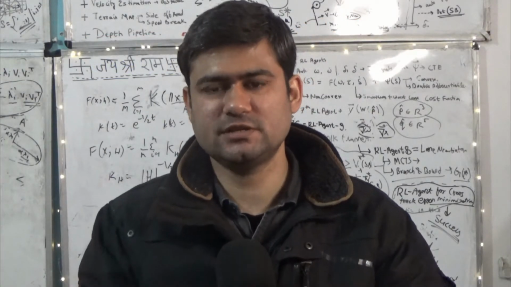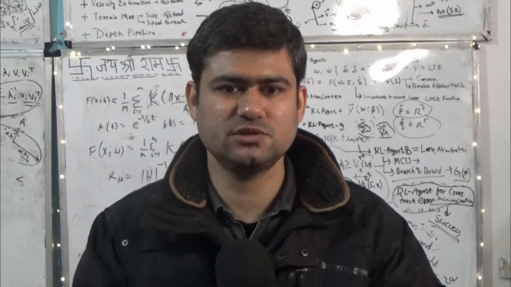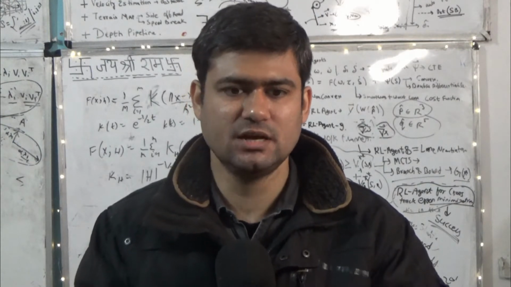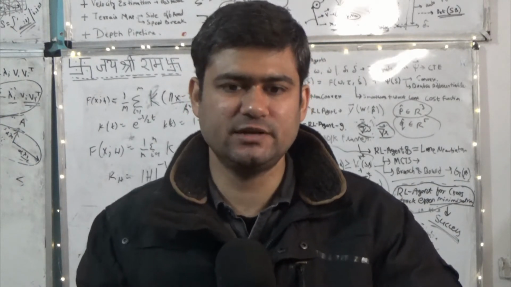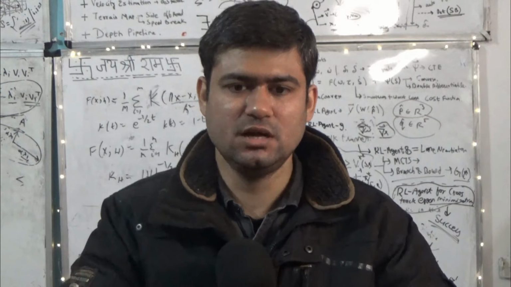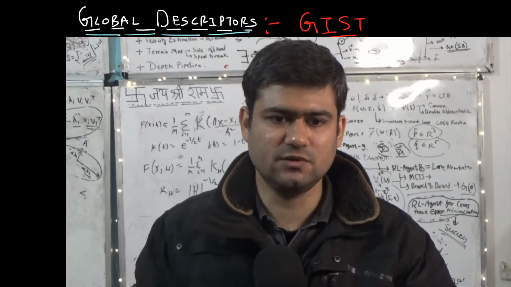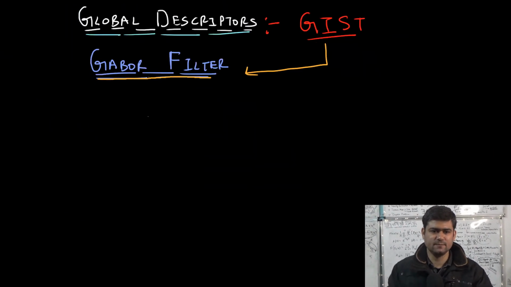So as we discussed in the previous lecture, the gist image descriptor uses a bank of Gabor filters. To understand what a bank of Gabor filters is, we'll have to understand what Gabor filters are. So in this lecture, we are going to cover the Gabor filters in the computer vision literature.